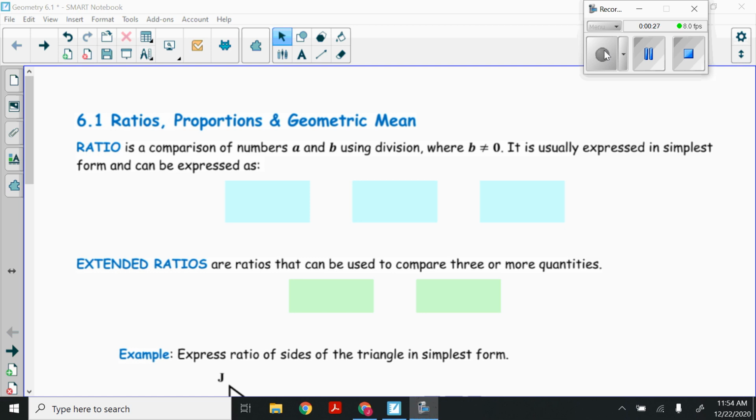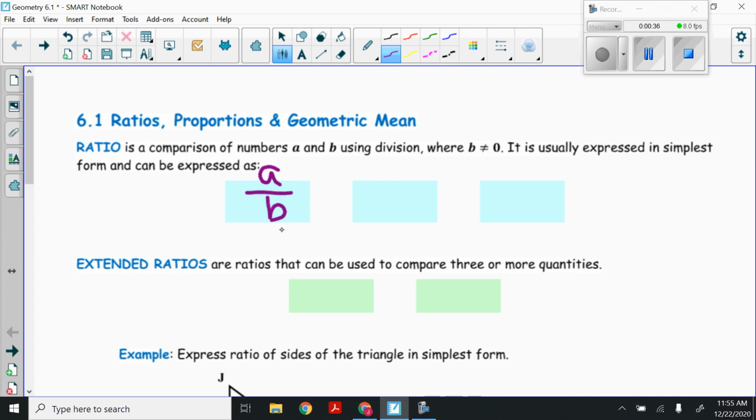So there are three different ways that we can express a ratio. The first one can look like A over B, like a division. It could say A colon B, or we could write out A to B. They're all read the same way, A to B.